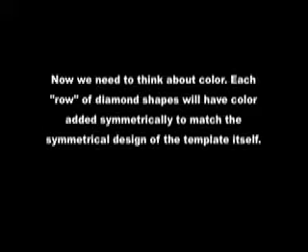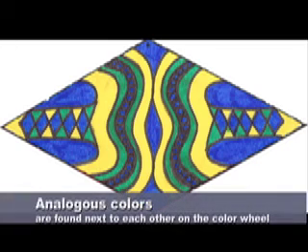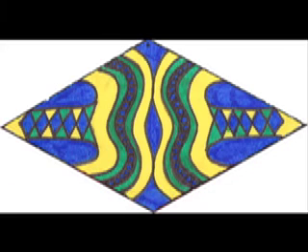Now we need to think about color. Each row of diamond shapes will have a color added symmetrically to match the symmetrical design of the template itself. You may choose marker or colored pencil, but whatever you choose, you will want to do that for your entire project. If you choose colored pencil, just be sure to use a firm pressure to give a rich, dark color. My first row is colored in an analogous color scheme. That is, each color is next to each other on the color wheel. So for example, green and blue and yellow are found next to each other on the color wheel.